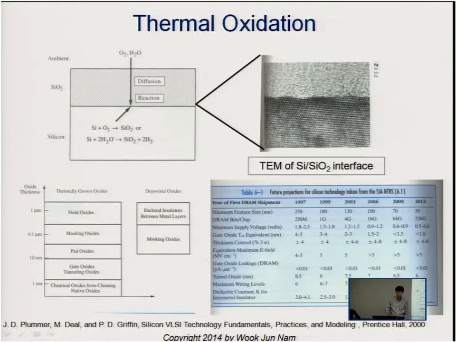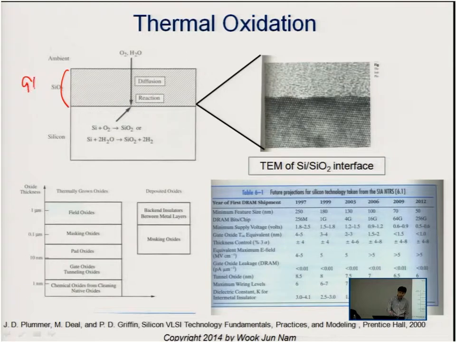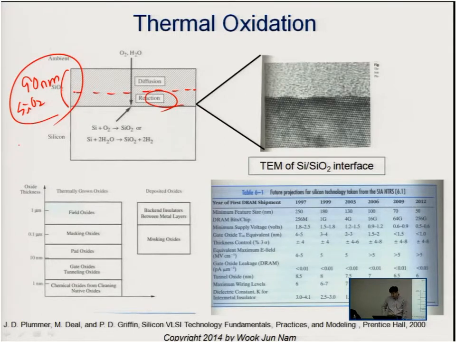So when people grow about 90 nanometer thick silicon dioxide, they consume some of the silicon to make this kind of film.